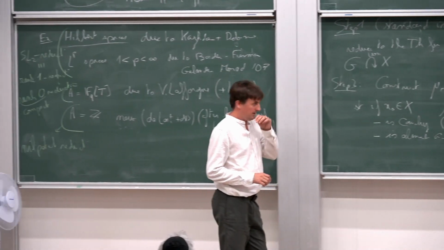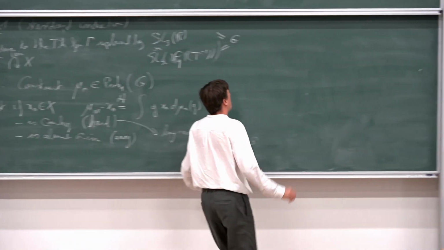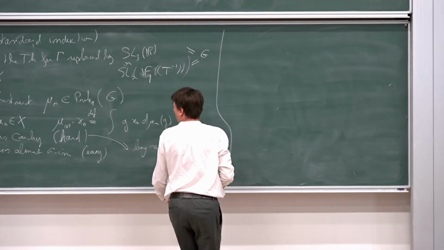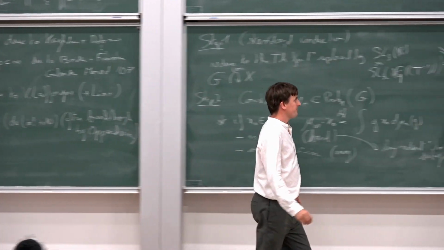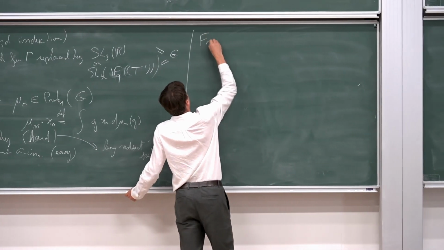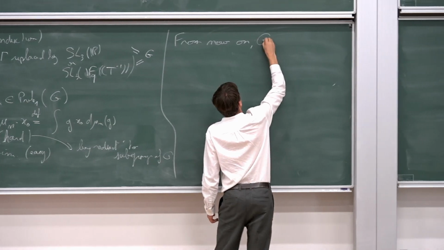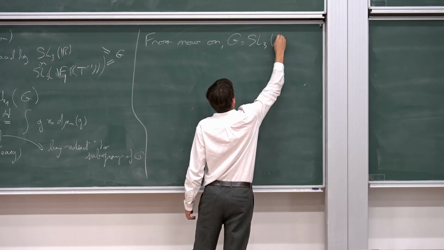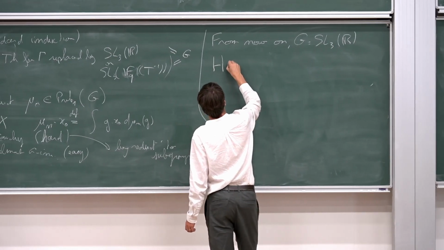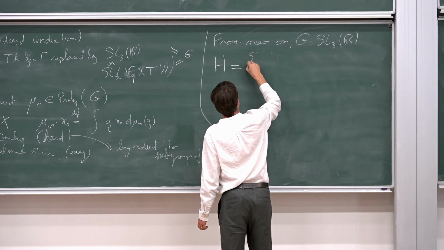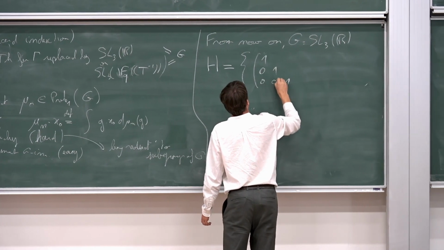And from now on, since the time is not so long, I will restrict to only the nilpotent reduction. So from now on, we take G to be SL3. Okay, and now I will consider H to be the subgroup of upper triangular matrices with 1 on the diagonal.